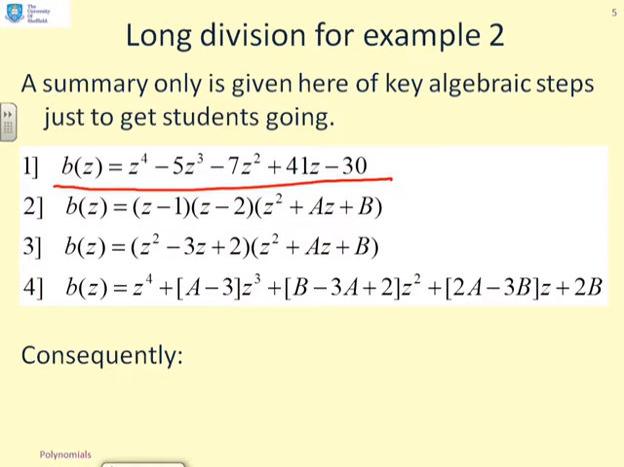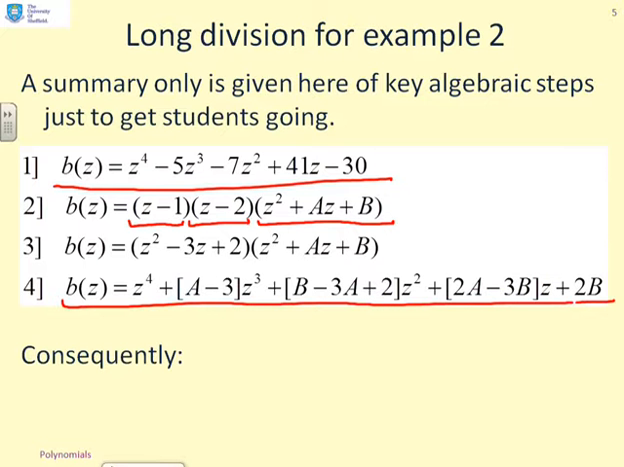However, I know this has got a factor z minus 1 and a factor z minus 2, so I can rewrite it as z minus 1 times z minus 2 times a quadratic factor, which here I've put down as z squared plus az plus b. Step 3 then, I multiply out these 3 factors. And that's what I've got when you get down to step 4.